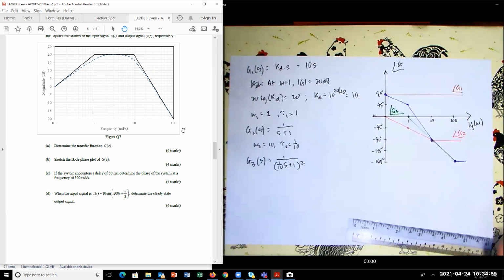If the question gives the combined graph, you can also work backwards to find the transfer function. Yes, we have questions like this as well in past years. You can work backwards as well.